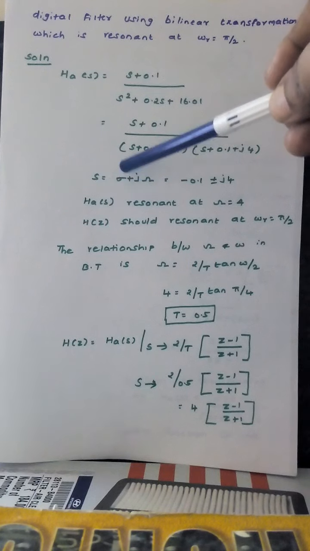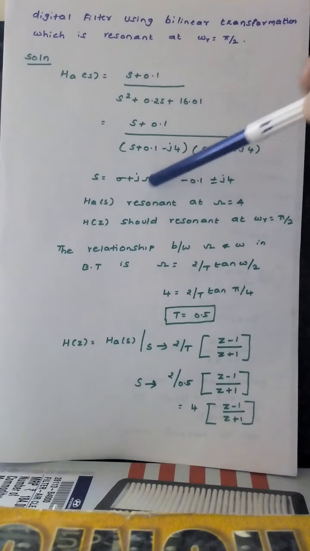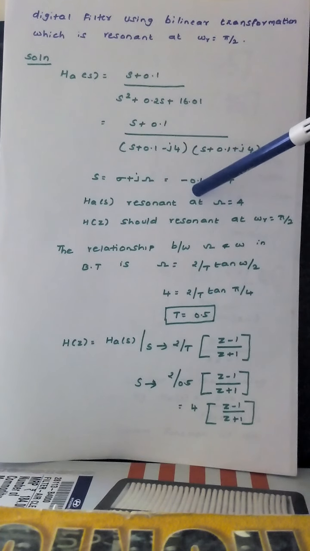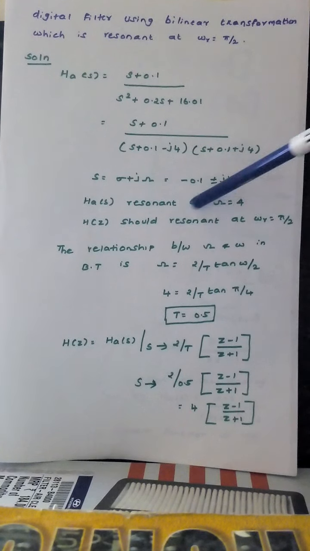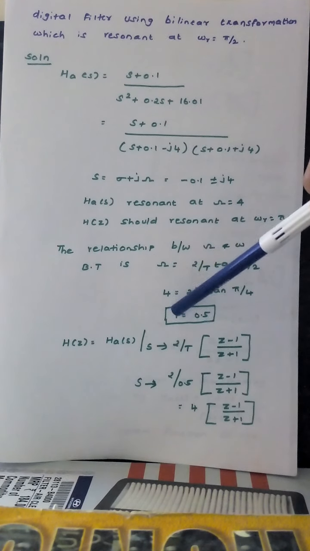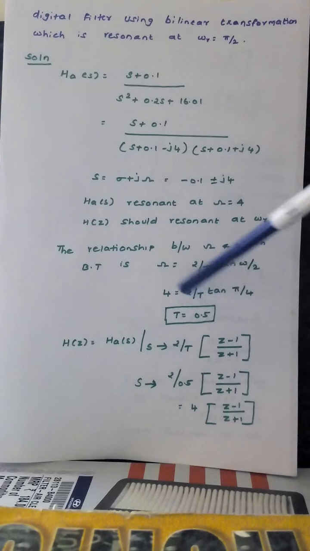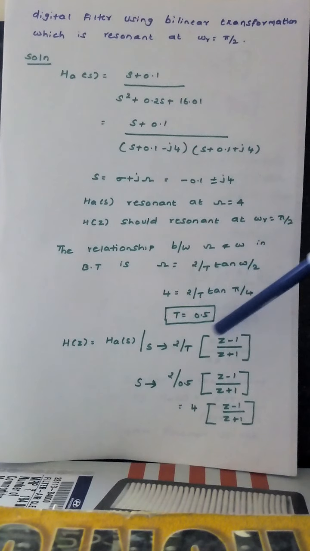S is nothing but a real value plus an imaginary value, that is sigma plus j omega. So in that you are getting sigma as minus 0.1 and the omega value as plus or minus j4. In that you have to take only the positive value. So omega equal to 4. So we are getting this analog frequency as 4, and the digital frequency omega r they have given as pi by 2. From this we are finding out what your time period T is. So we got it as 0.5, and here we have to apply the bilinear transformation.